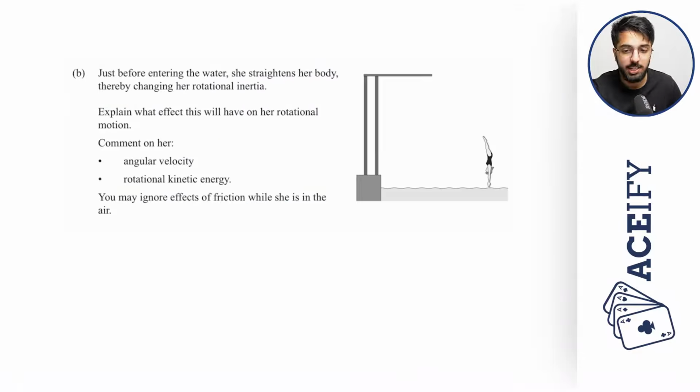There we go. Just before entering the water, she straightens out her body, thereby changing her rotational inertia. Explain what effect this will have on her rotational motion. Comment on her angular velocity and rotational kinetic energy. You may ignore the effects of friction while she's in the air.